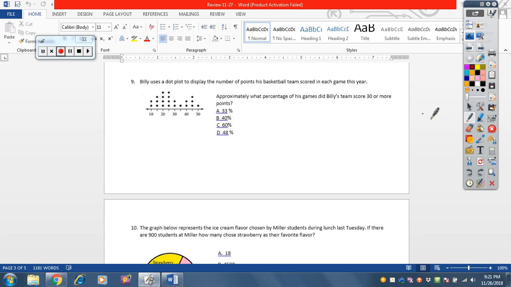Nine says Billy uses a dot plot to display the number of points his basketball team scored in each game this year. So each dot is one game. Approximately what percentage of his games did Billy's team score 30 or more points? So is 30 included in 30 or more? What about 35? 40? 45? 50? So anything 30 or more.